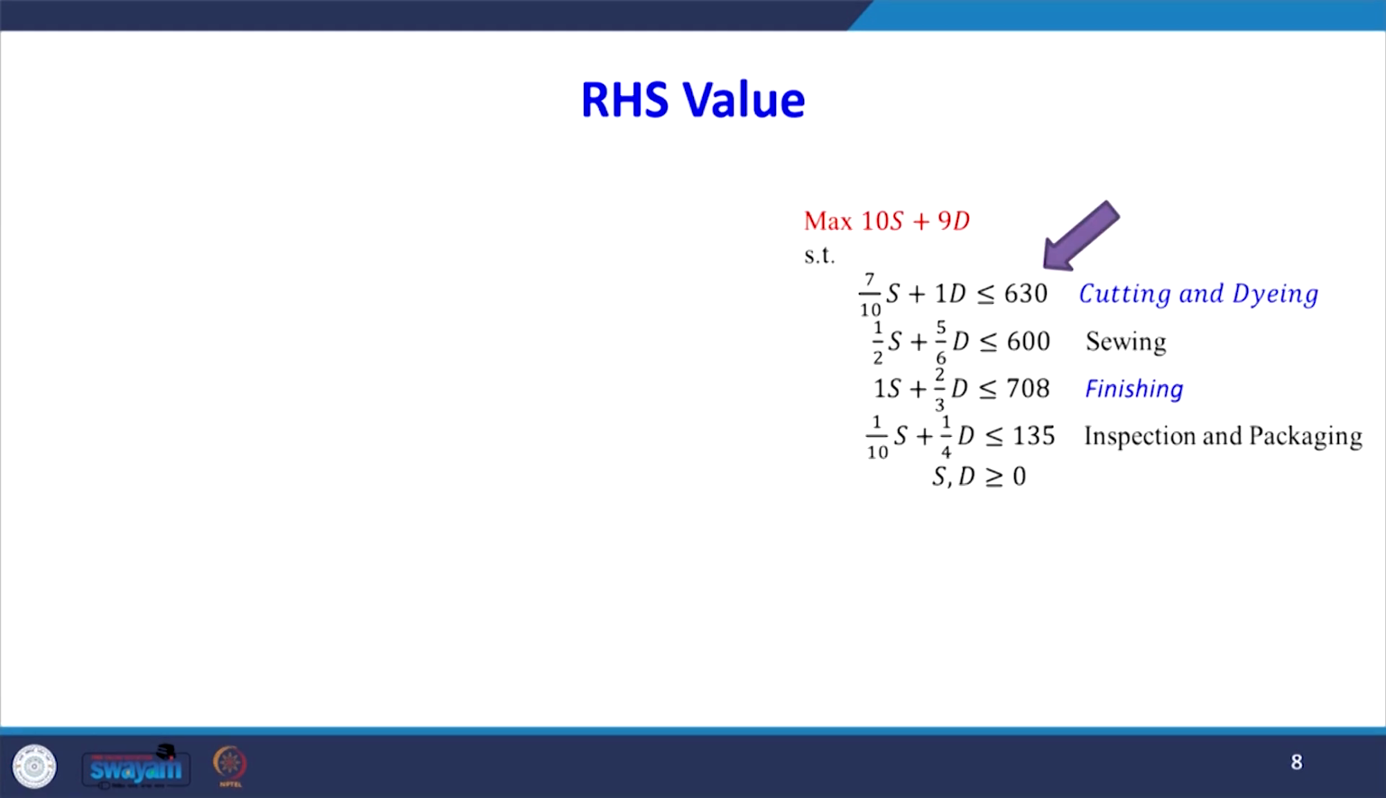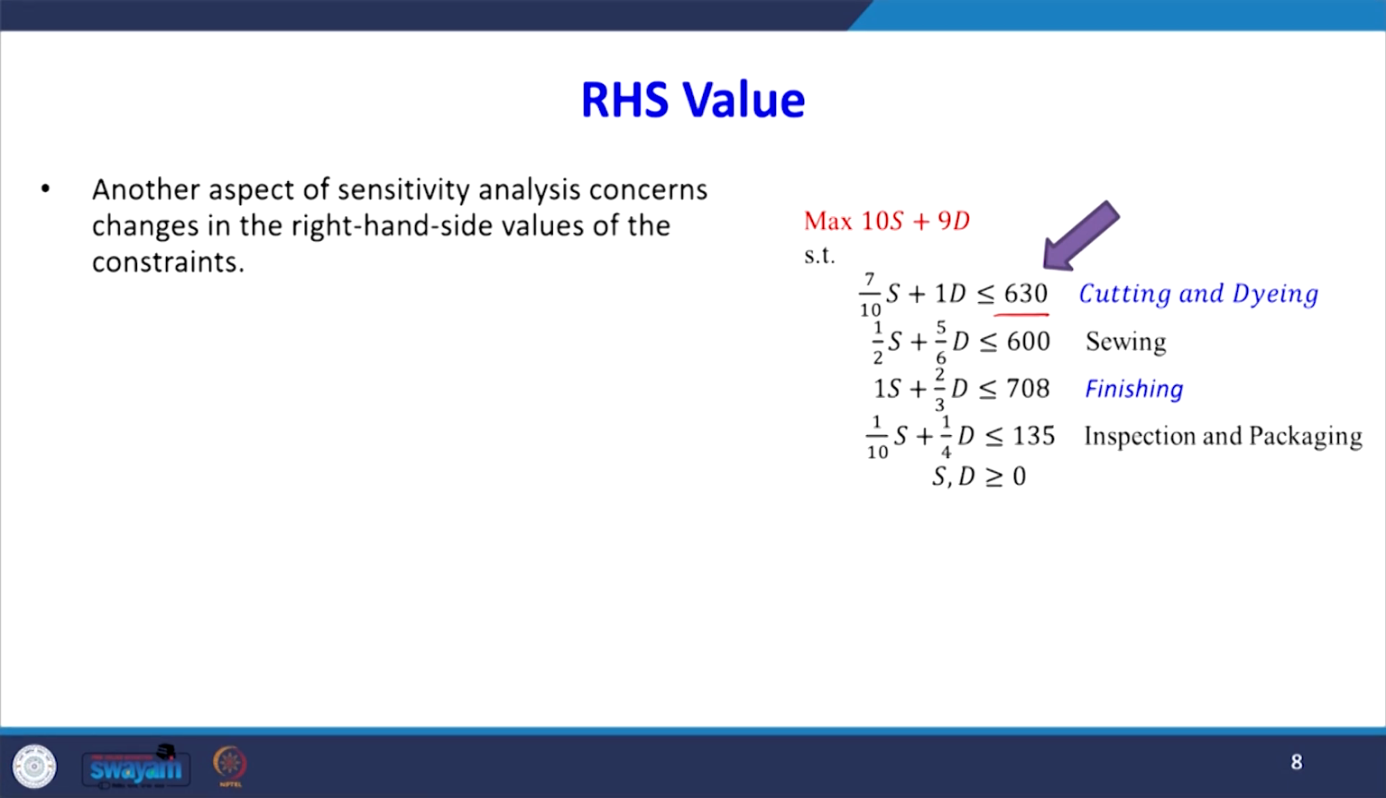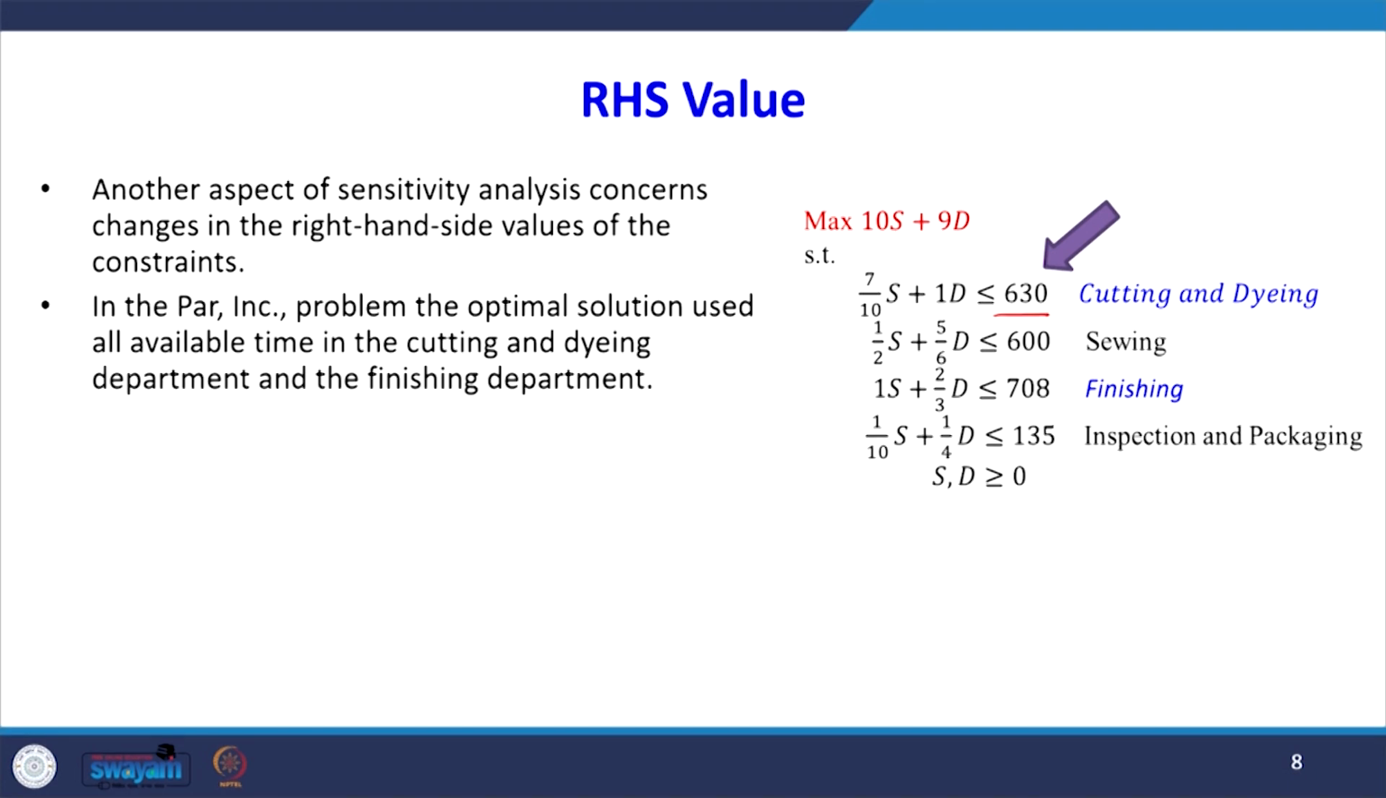There is another situation where sensitivity analysis can be done. Look at the right hand side of the constraint, 630 in the cutting and dyeing department, the total available hours is 630. Another aspect of sensitivity analysis concerns changes in the right hand side value of the constraint. In the problem, the optimal solution used all available time in the cutting and dyeing department and the finishing department. You might recollect from our previous lectures, this 630 hours constraint is our binding constraint.